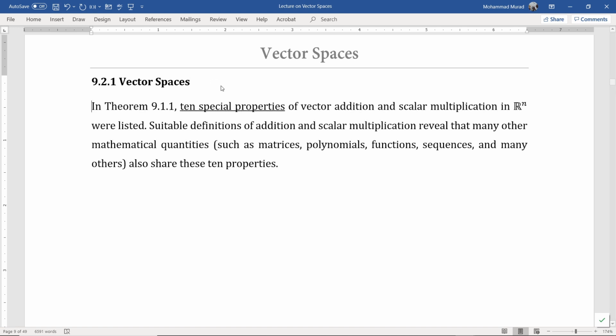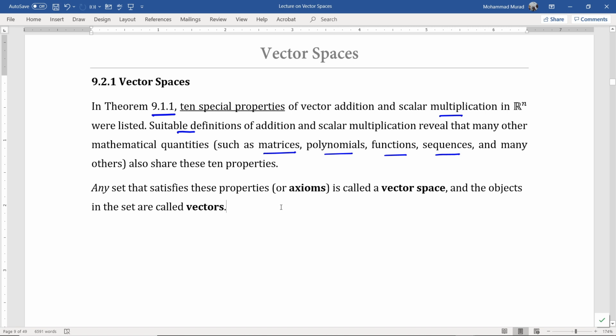In Theorem 9.1.1, 10 special properties of vector addition and scalar multiplication in Rn were listed. Suitable definitions of addition and scalar multiplication reveal that many other mathematical quantities, such as matrices, polynomials, functions, sequences, and many others, also share these 10 properties. Any set that satisfies these properties or axioms is called a vector space, and the objects in the set are called vectors.